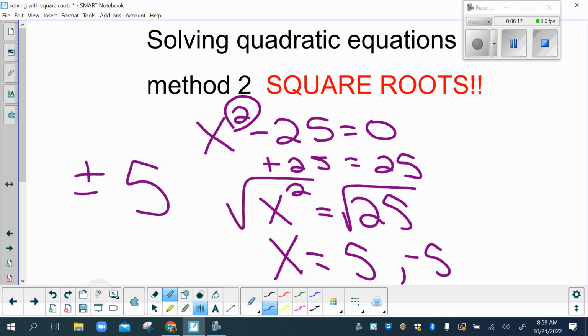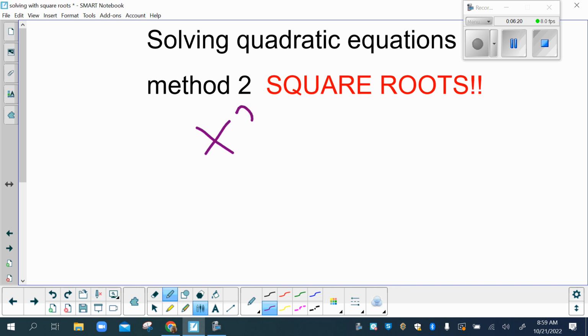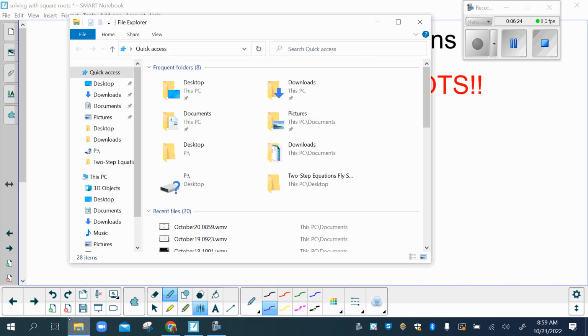Okay. Leave me out there for a second. So try this one. X squared minus 49 equals 0. Nice and easy. Nothing scary. You guys got this.